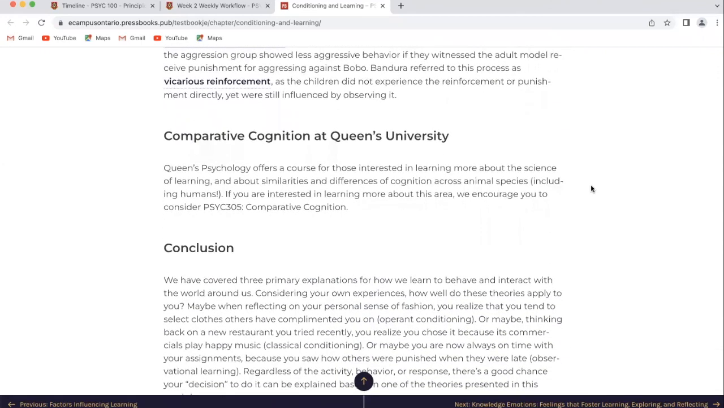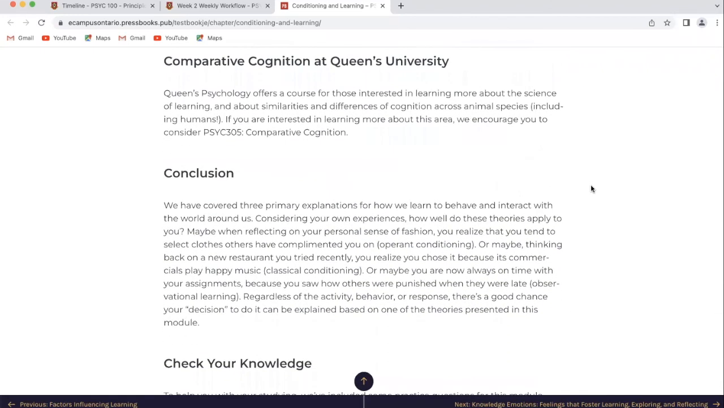In conclusion, we have covered three primary explanations on how we learn to behave and interact with the world around us. Considering your own experiences, how well do these theories apply to you? Maybe when reflecting on your personal sense of fashion, you realize that you tend to select clothes others have complimented you on. Operant conditioning. Or maybe thinking back to a new restaurant you tried recently, you realize you chose it because its commercial played happy music.